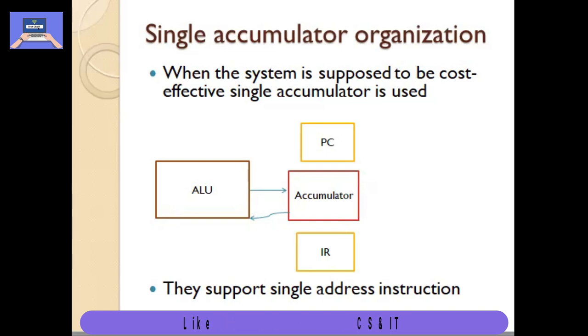When we talk about single accumulator organization, here we have an ALU, arithmetic logic unit, and an accumulator register, and then we have two registers, the PC register and the IR, program counter and instruction register. Program counter stores the address of the next instruction, and instruction register actually works with the instruction itself. The accumulator performs different functions. It is a register, usually of 8 or 16 bits, and all of this is connected to the memory using the common bus.